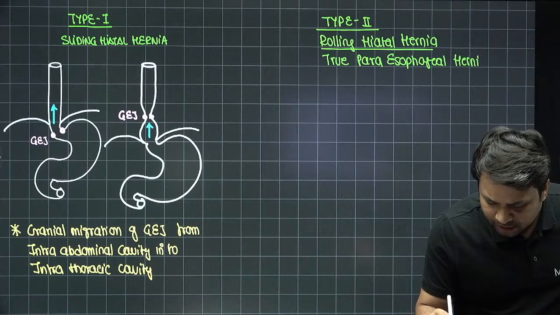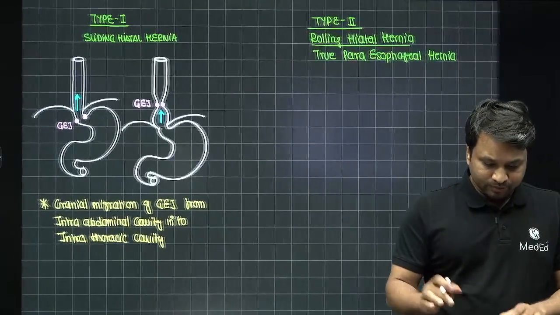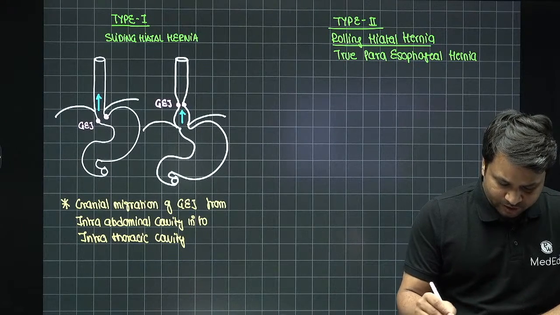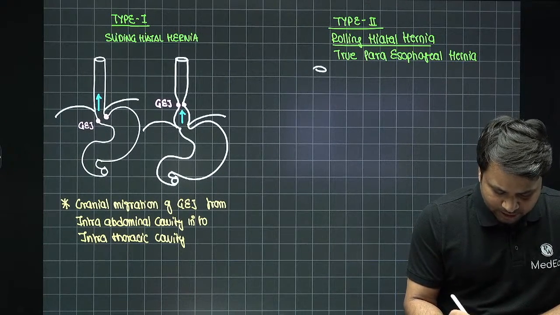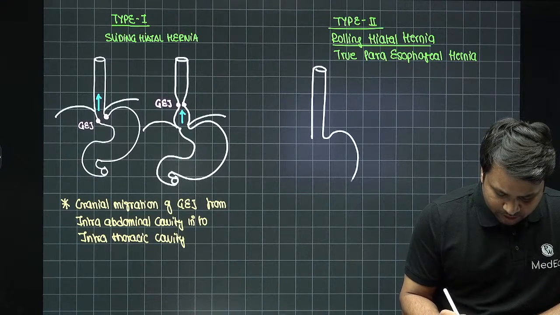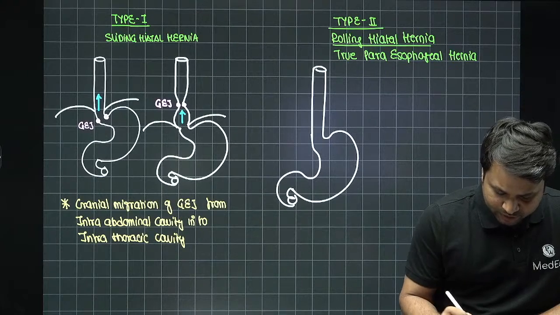Let's understand what is the basic concept behind it. So when I say type 2 variety, in a type 2 variety, you will notice everything remains the same. We'll try to give the same analogy to understand. Let's say this happens to be the esophagus, this happens to be the stomach, and we have determined that you have the diaphragm which is present here.